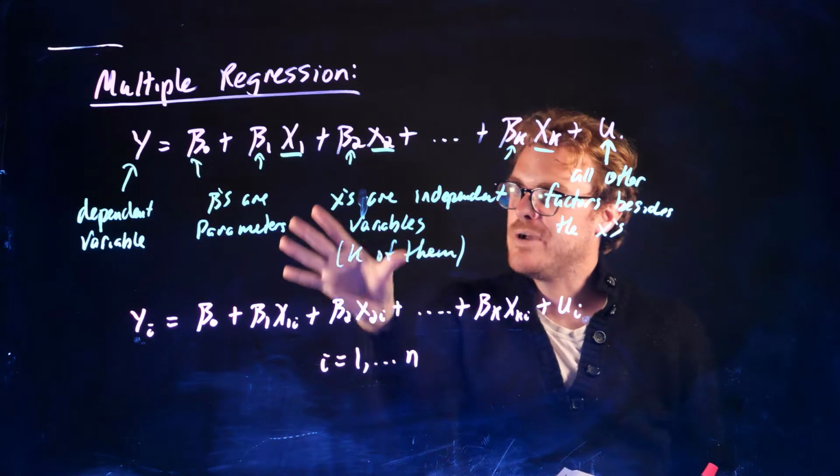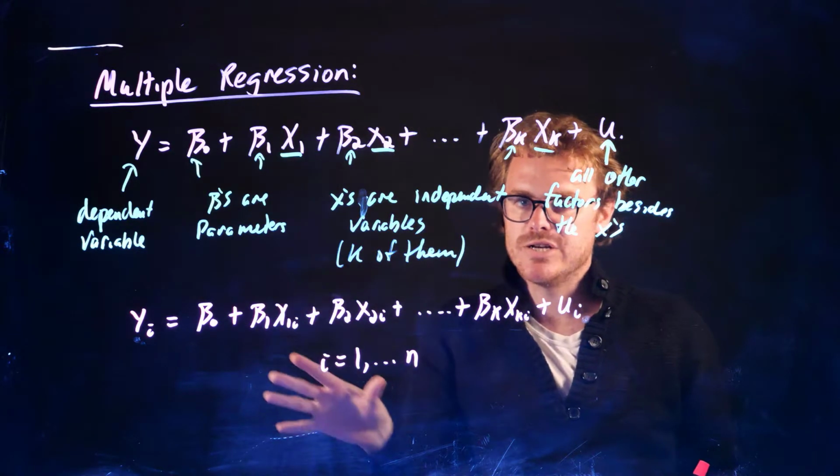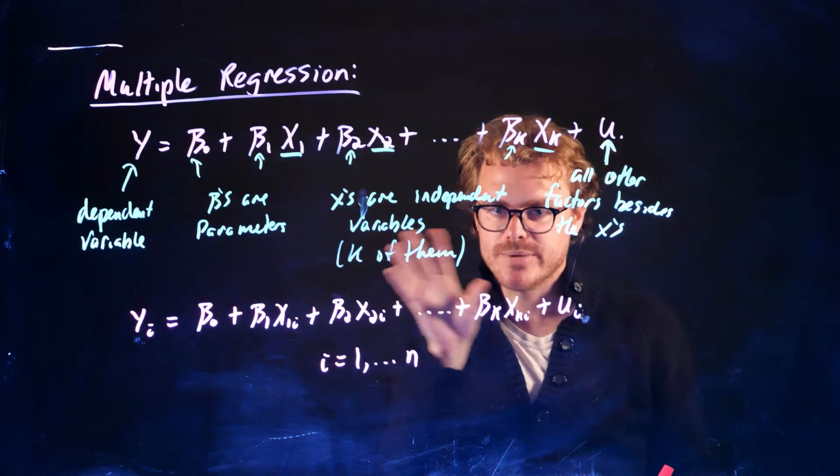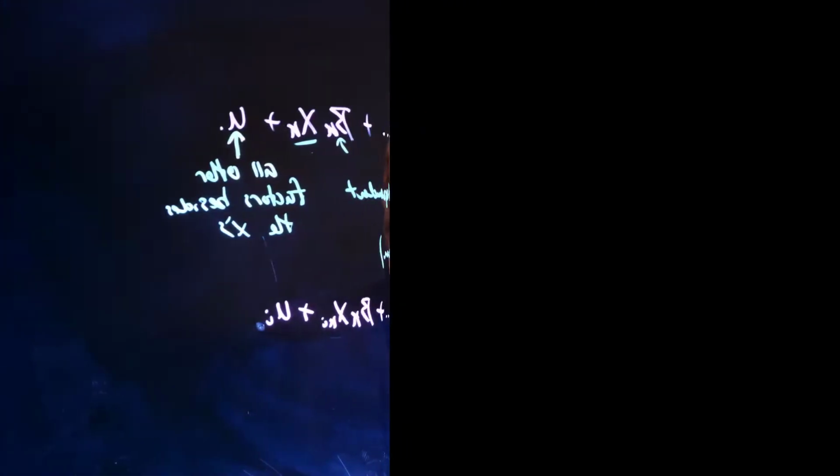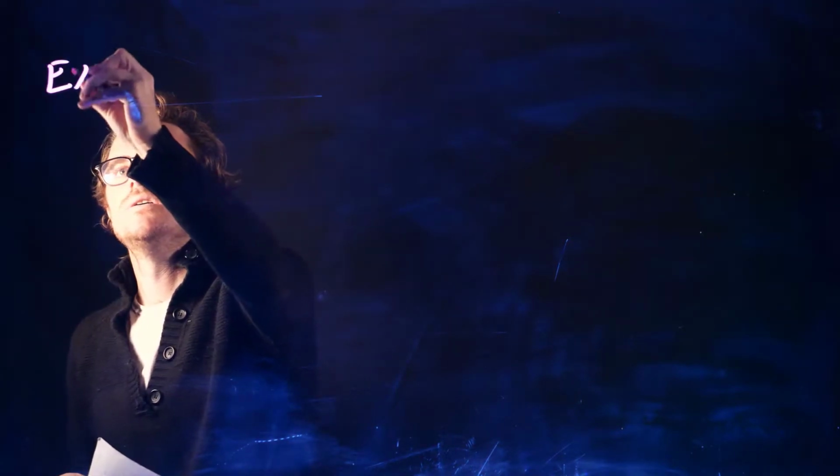All right, so let's talk about our estimators. Then we can think about interpretation and give some examples so we can put some of this together. So we've just seen a really general example of multiple regression with k independent variables. Let's do a quick example though.